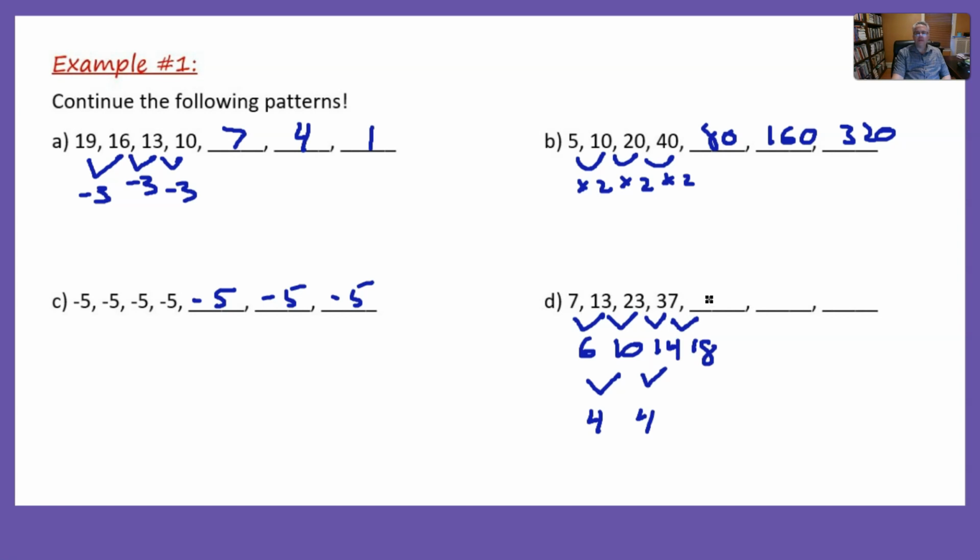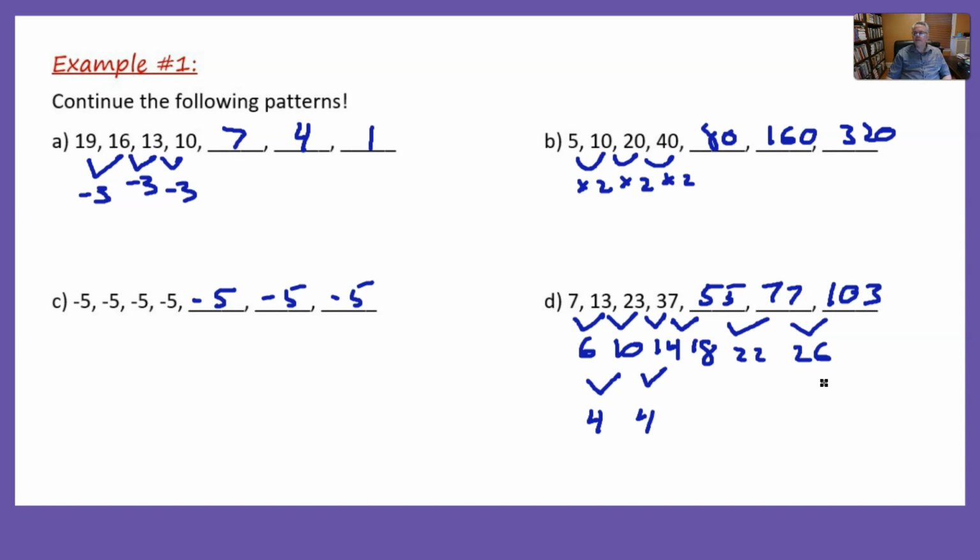So 37 plus 18 is 55. The next difference is going to be 22. 55 plus 22 is 77. And the next difference is going to be 26. So that'd be 103 if we added 26. So we see that there's a pattern to the differences. They're changing by a steady amount. That's a sign of quadratic. And we'll talk about that in a second here.